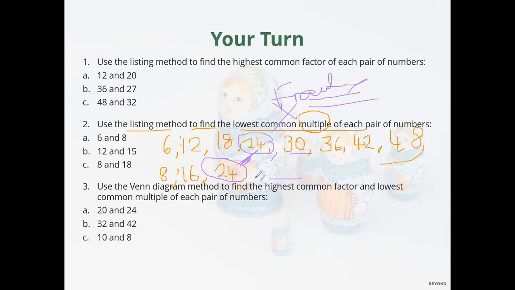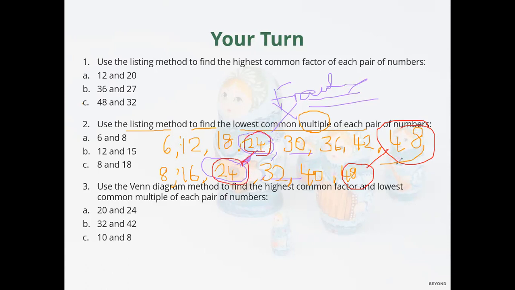Now, on times table 8: 8, 24, 32, 40, 48, 56. 48 is the next, same. This is the next common multiple. Do you understand? But you want this to be the lowest.